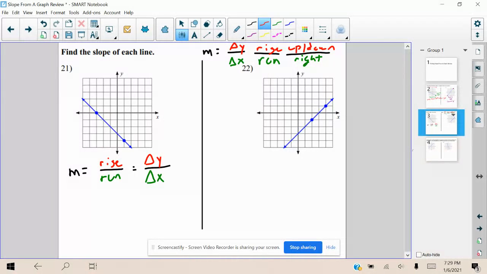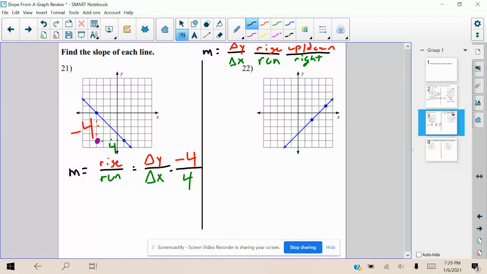So if we're starting at the point on the left and we're ending at the point on the right, let's count how much we go up or down. We go 1, 2, 3, 4. We went down 4. So we have a negative 4. All right, well, let us now calculate how much we go to the right. We start where we ended, and now we're going to go to the right, where we go 1, 2, 3, and 4. And we go to the right 4.